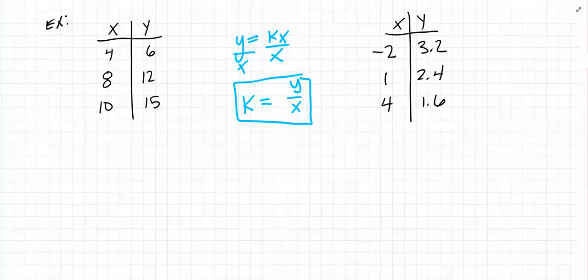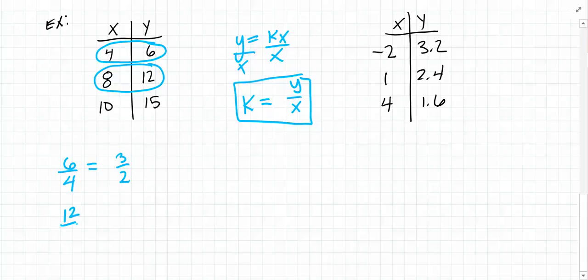So as an example, here's my first ordered pair, 4, 6. So I'm going to take 6 and divide it by 4. I'm going to take the y and divide it by the x. Okay, how much is 6 divided by 4 in simplest terms? It is 3 halves, right? Okay, good. Now let's take 12 and divide it by 8. How much is that in simplest terms? 3 over 2 again.